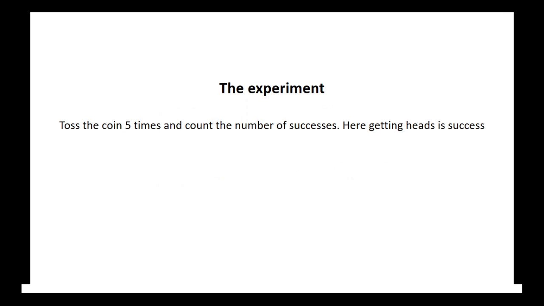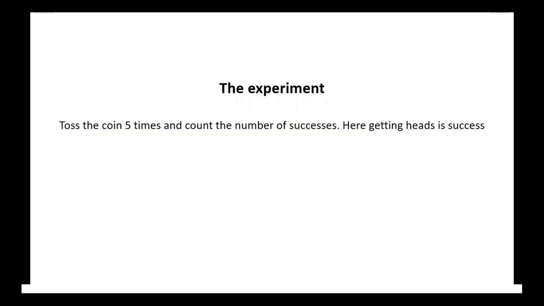Let us consider the same coin that we used in the video about geometric distribution, the one which had 80% probability of showing heads. But here we are going to do a different experiment. We are going to toss the coin 5 times and count the number of successes and failures. Heads being success and tails being failure. So we can use the words heads and success interchangeably.